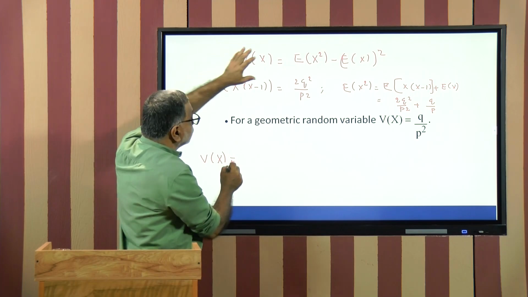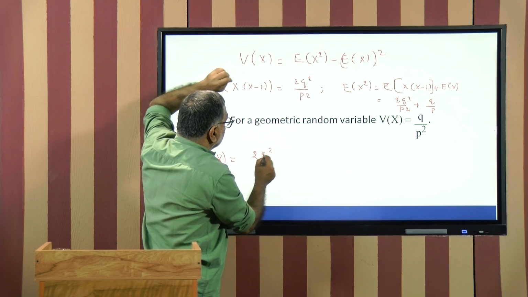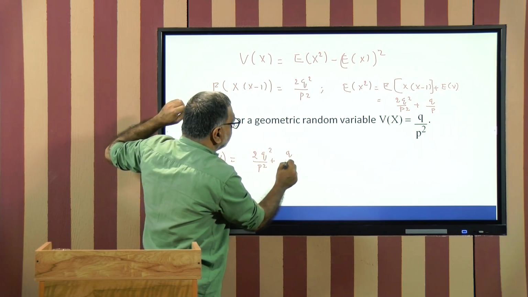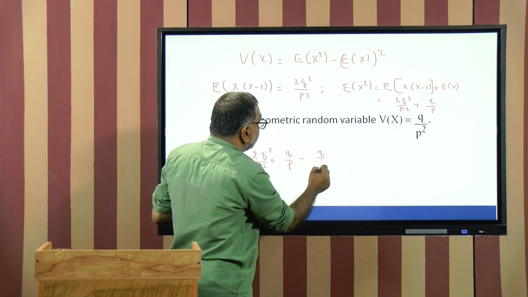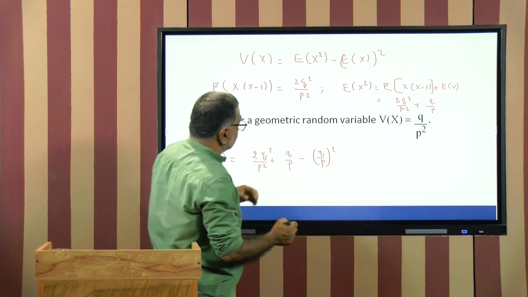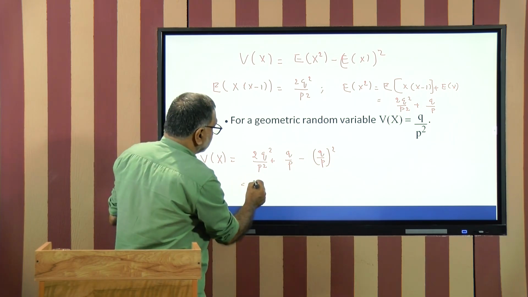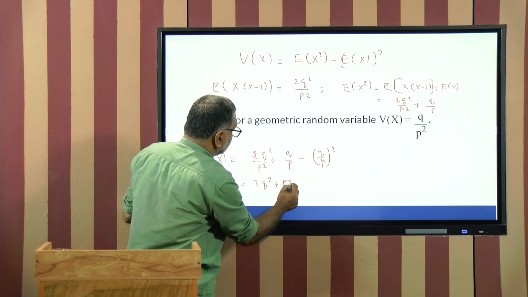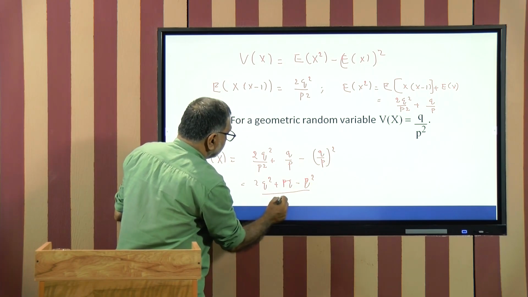Now consider the variance of x. Variance of x is equal to expectation of x square, that is 2 q square divided by p square plus q divided by p, minus q divided by p the whole square. Expectation of x the whole square means q divided by p, squared. And simplifying, you will get 2 q square plus p q minus q square divided by p square.